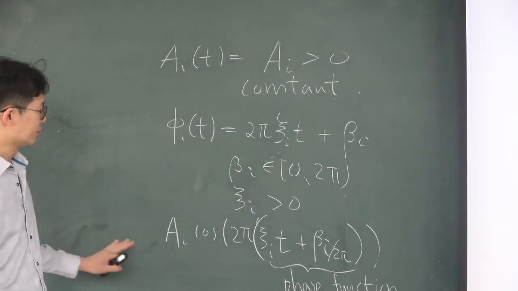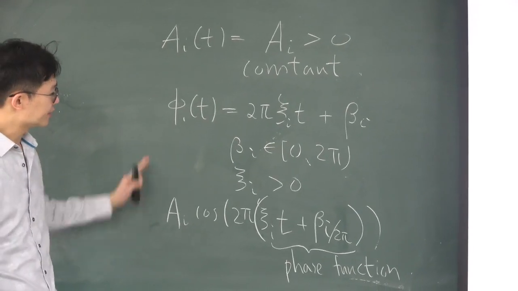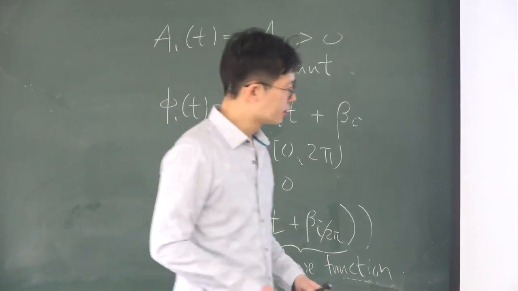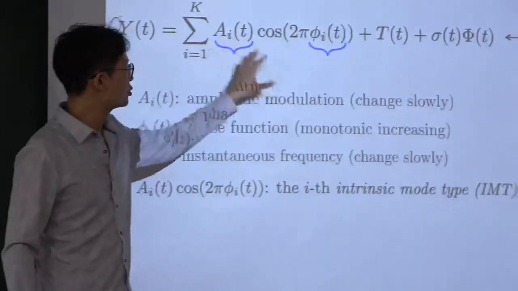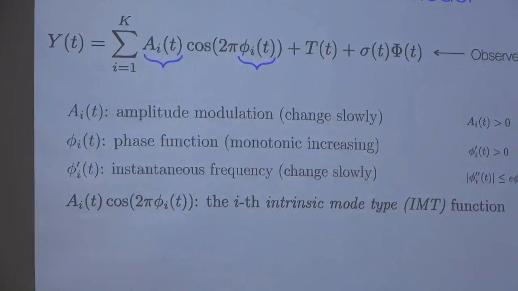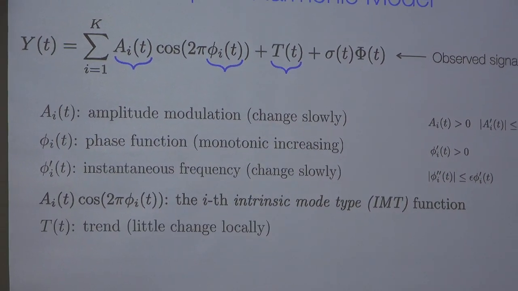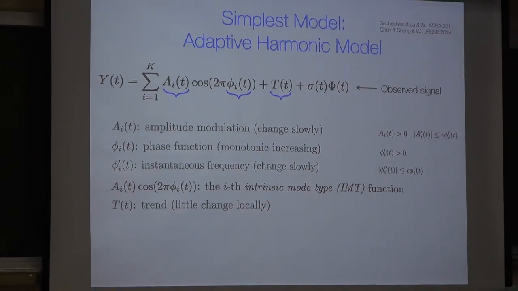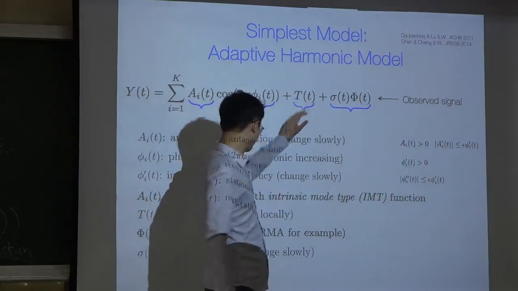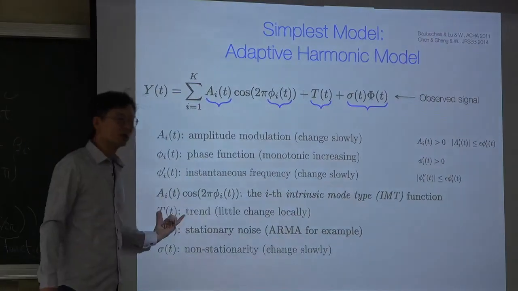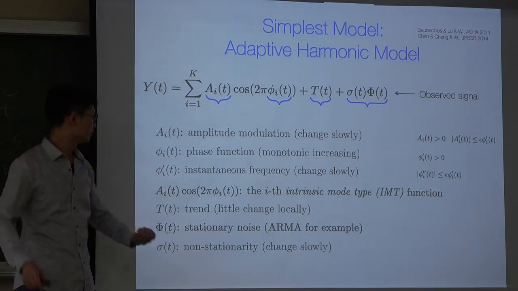And our goal is to generalize this kind of signal to this time varying natural type of signals. I hope it is clear on the blackboard. And the capital T of t is usually called the trend, which we assume will change very, very little locally.